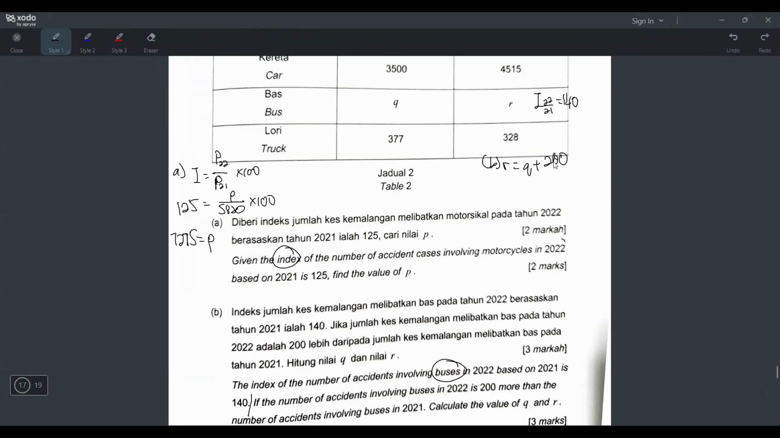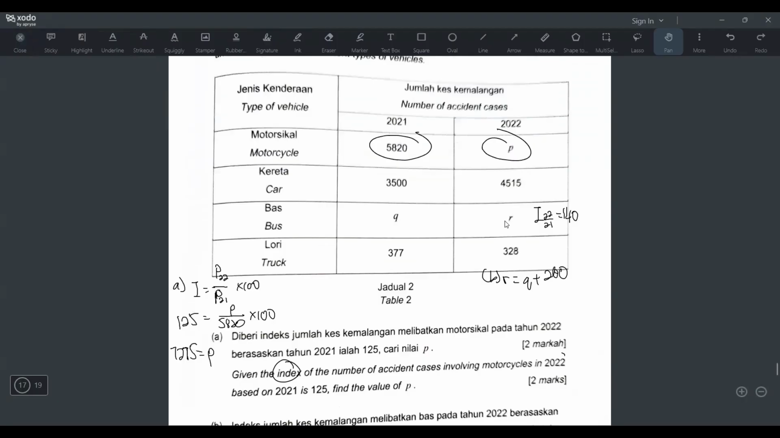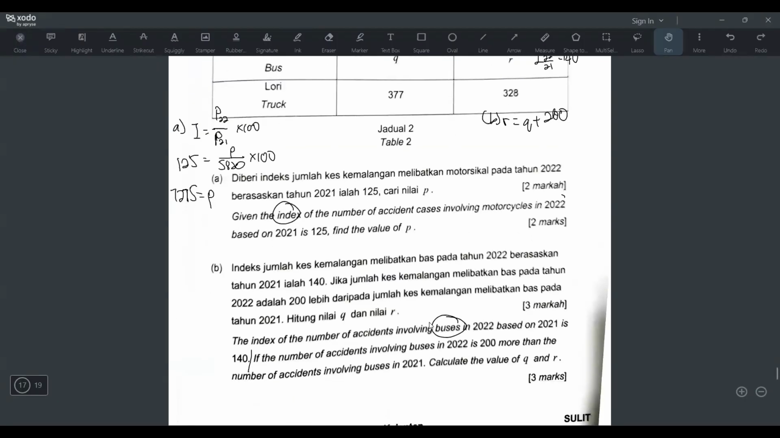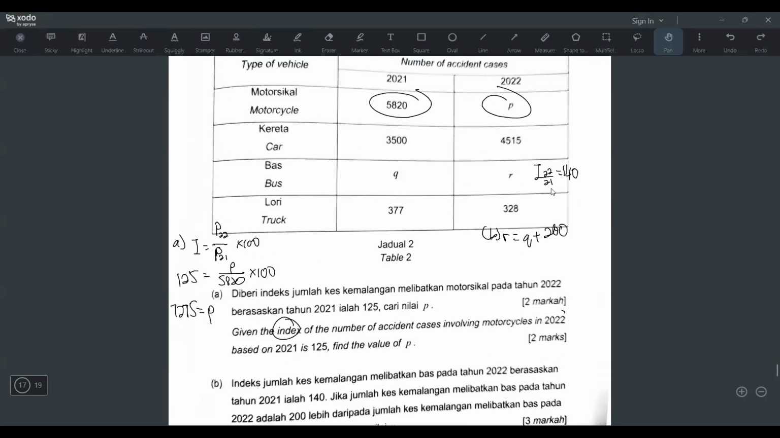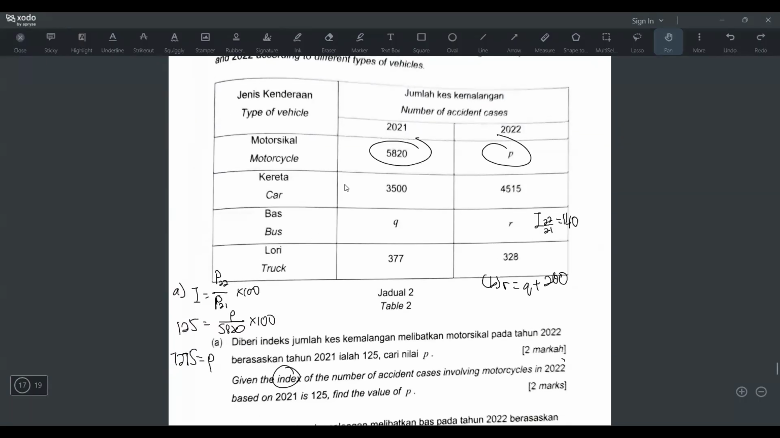Okay, is it correct if I write like this? 2022 is 200 more than 2021. So R is more than Q, right? So R equals Q plus 200, right? And then calculate the value of Q and R. Okay, I think by using these two pieces of information, we can find Q and R. But first we need to use the formula.